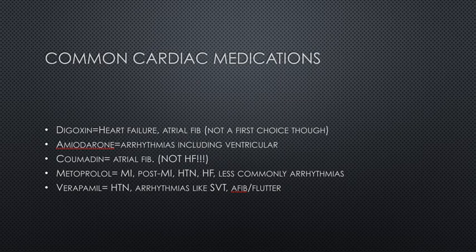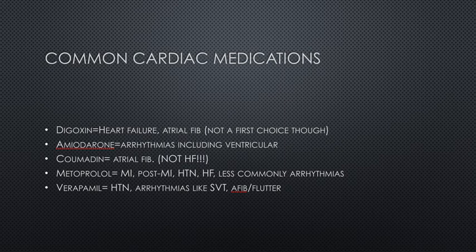Okay, so common cardiac meds that you need to have at the forefront of your mind. Digoxin. I want you to think heart failure or atrial fib. It's not a first choice for atrial fib, though, because digoxin has a lot of interactions. Then we get to amiodarone. Amiodarone, think arrhythmias, and that includes ventricular arrhythmias. So your AFib, your A-flutter, and your ventricular arrhythmias.